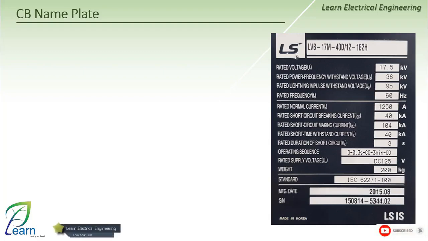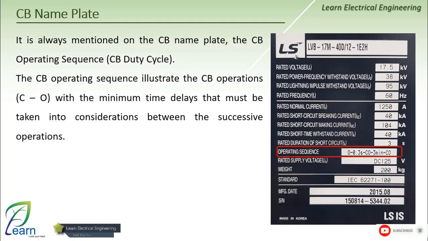Regarding the circuit breaker nameplate, there is always something written called the operation sequence or the circuit breaker duty cycle, which explains the sequence or the order of operations for the circuit breaker. Close open and open close open.